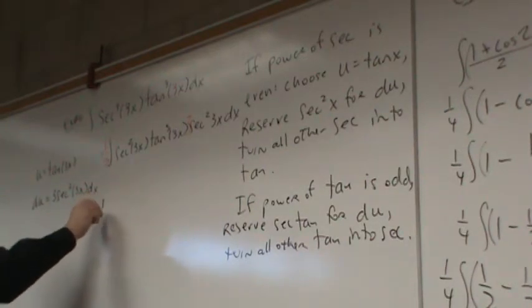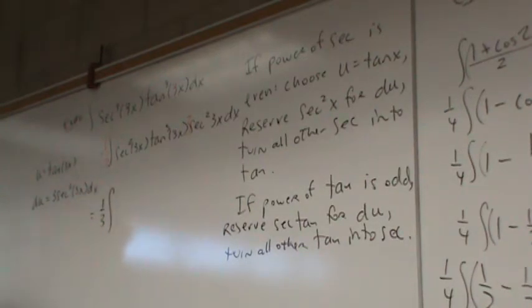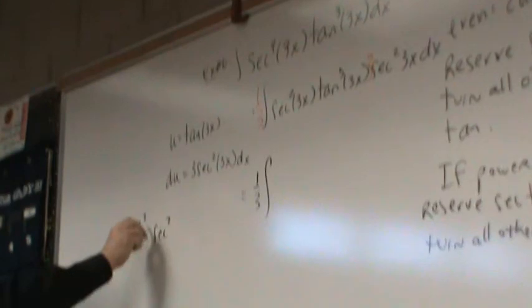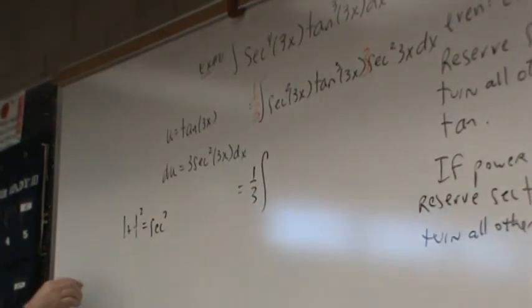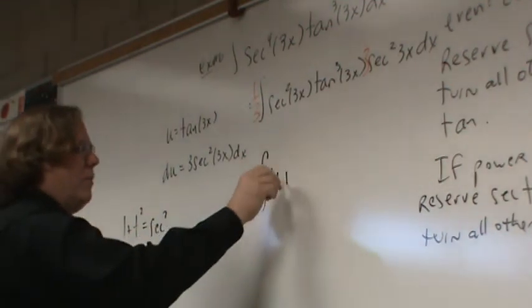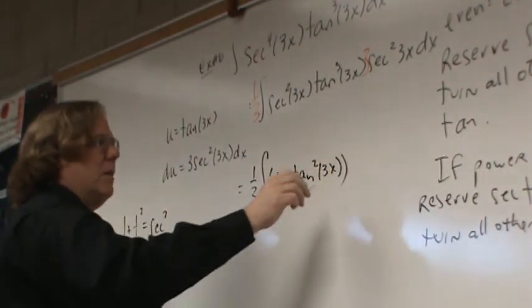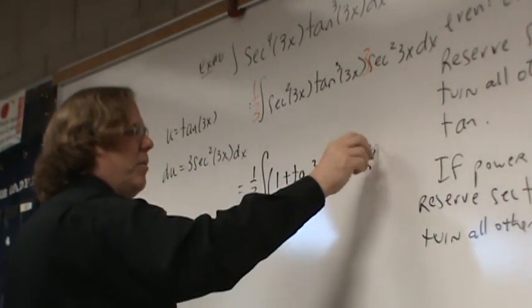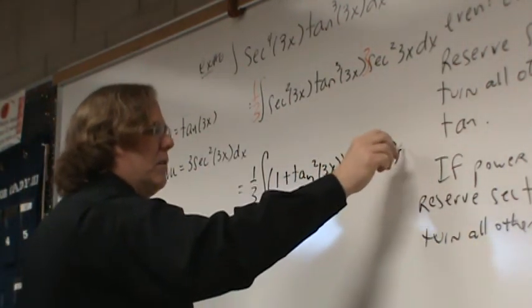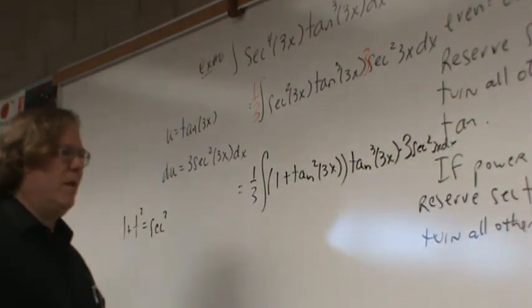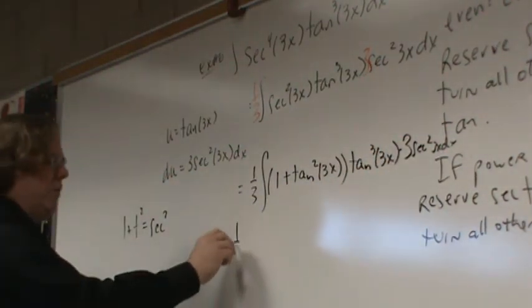So this equals 1/3. What is secant squared? One plus tangent squared, right? So I got 1 plus tangent squared 3x times tangent to the third power of 3x times 3 secant squared 3x dx. Alrighty. And now, do you mind if I make the u substitution now?